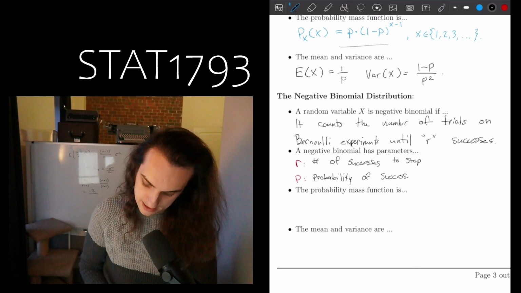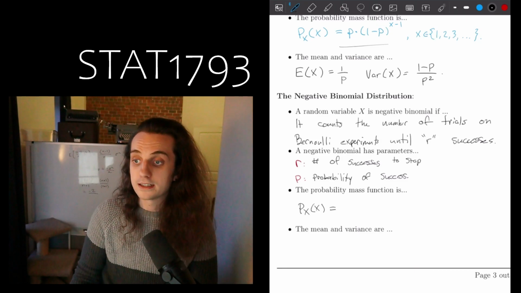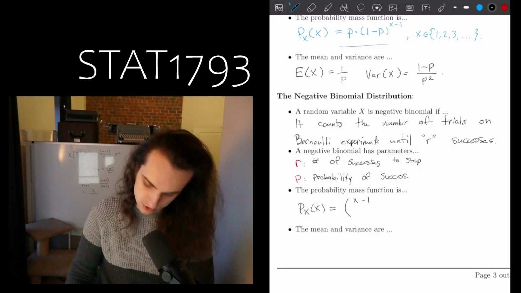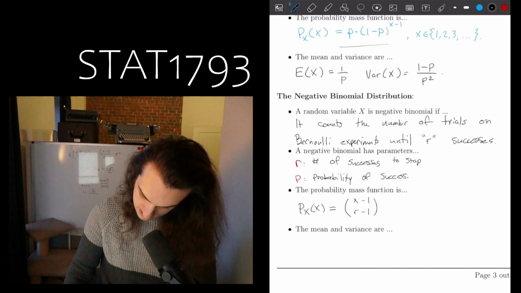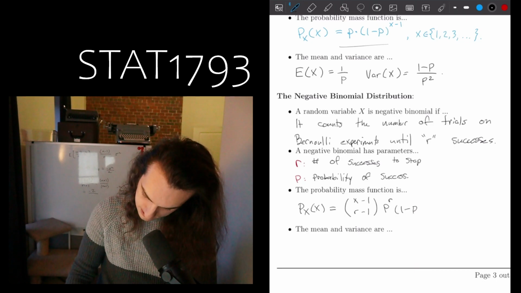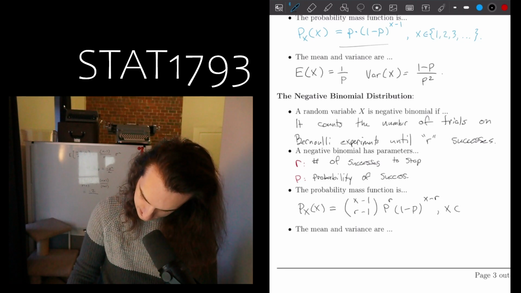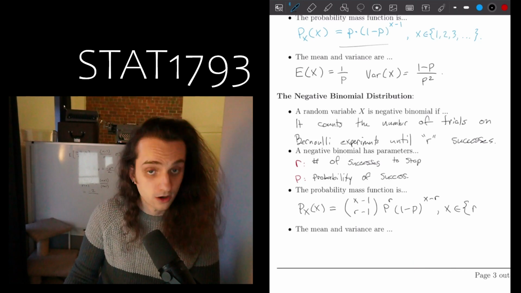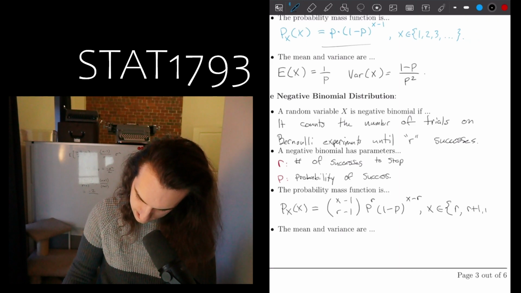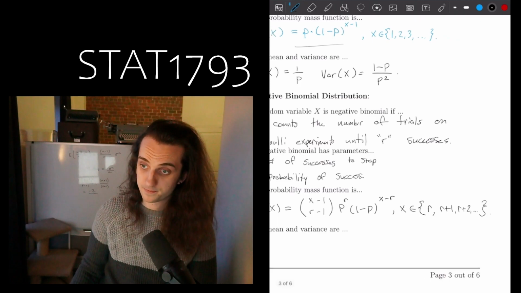If a random variable is negative binomial, then it's going to have probability mass function given by x minus 1 choose r minus 1, p to the power of r, 1 minus p to the power of x minus r, where x is going to start this time at r. It's going to take at least r trials for you to see r successes, and then r plus 1, r plus 2, and so on. Again, there's no sort of upper bound to it.